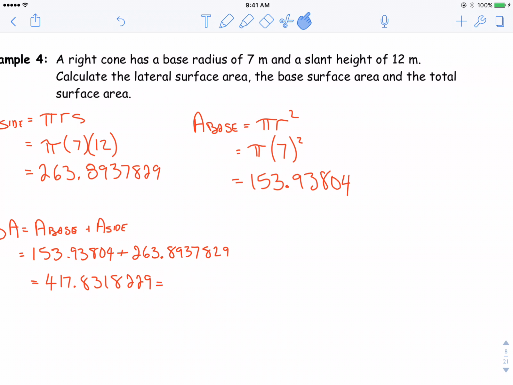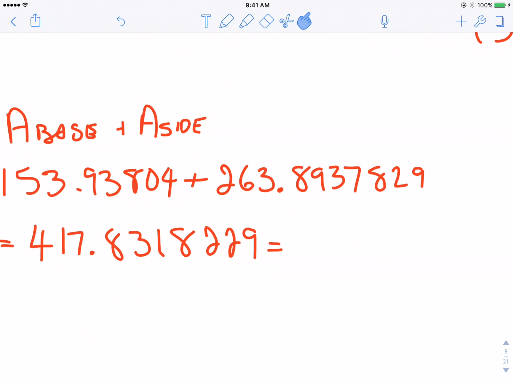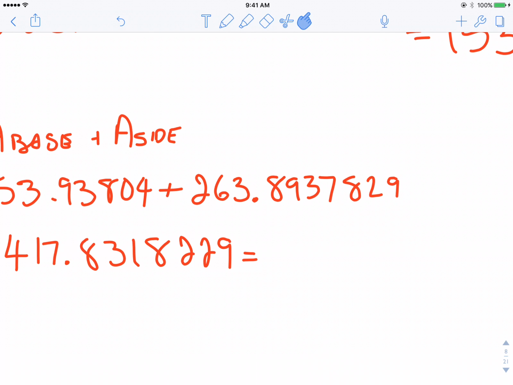This question does not tell me what to round to. So any questions that we ever come across now in this course, any questions you come across and it doesn't tell you what to round to, you always round to 2 decimal places. Good standard rule of thumb. 417.83, and my units would be, in this case, meters squared.